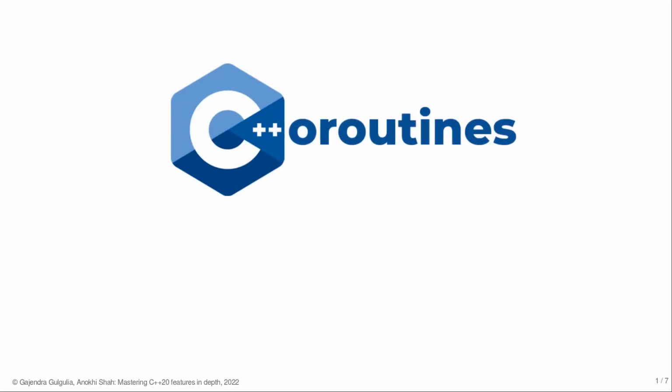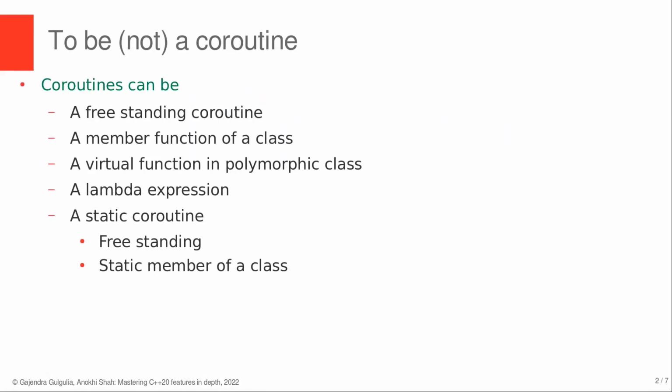Welcome back to Mastering C++ 20 Features. In this lecture, I will discuss how to create coroutines with the co_yield keyword. But let's recap on what was taught in the last lecture.